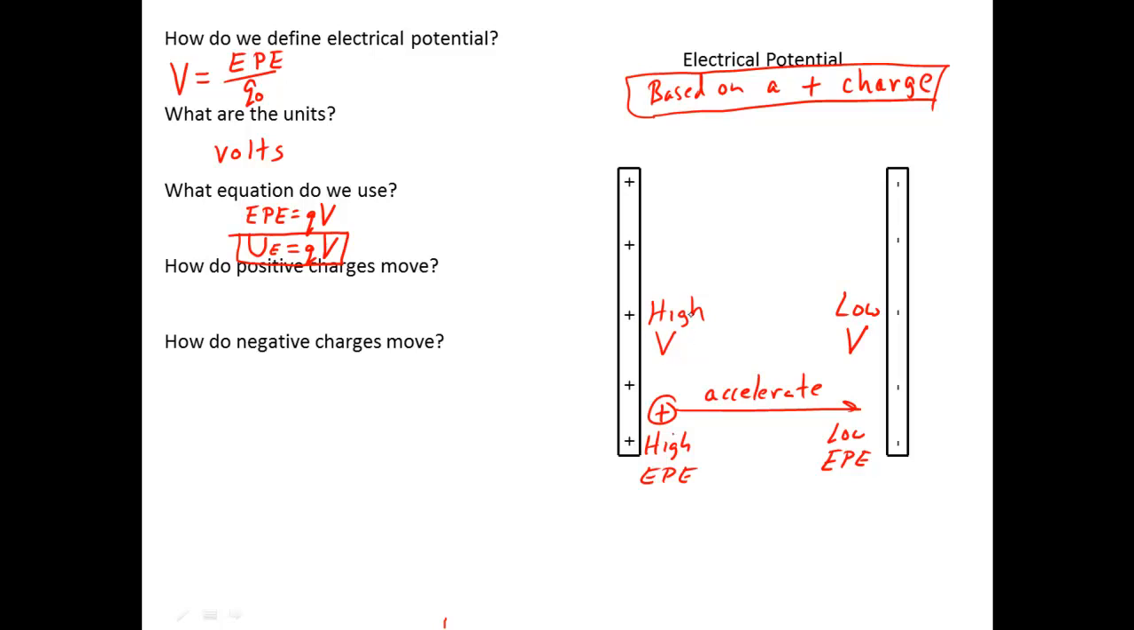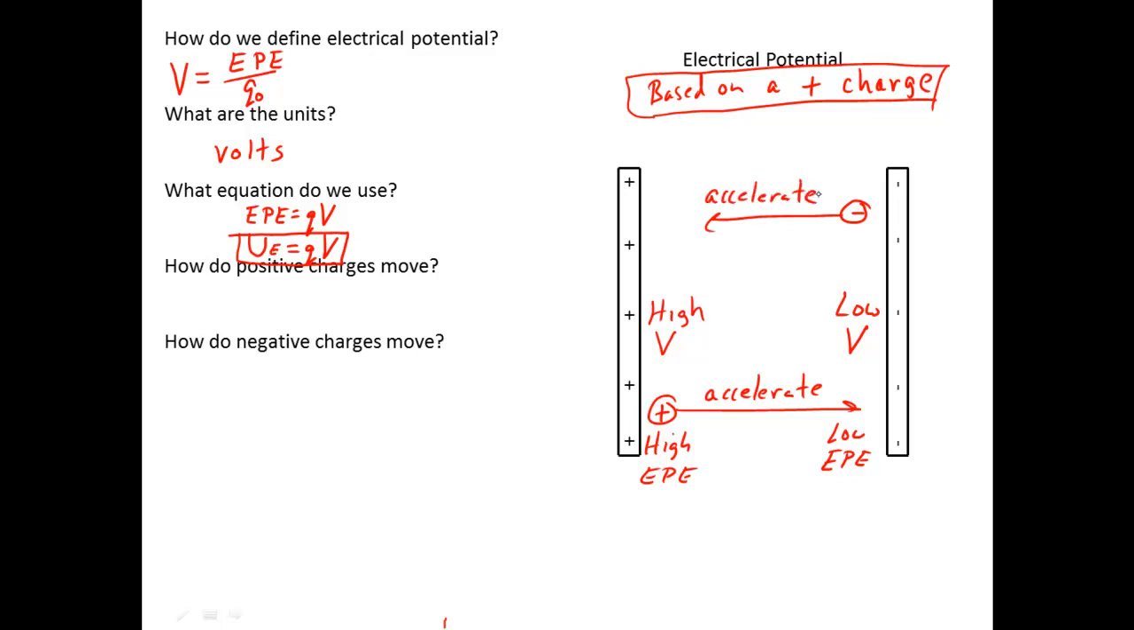So V stands for potential. This is a region of high potential, and this is a region of low potential, because for a positive charge, this is the region in which there's a high electrical potential energy, and this is the region where there's a low amount of electrical potential energy. And the definition of electrical potential is the amount of electrical potential energy per unit charge. So therefore, I would have high potential there and low potential there. If I look at a negative charge, as we said, it would go from there to there and would accelerate.